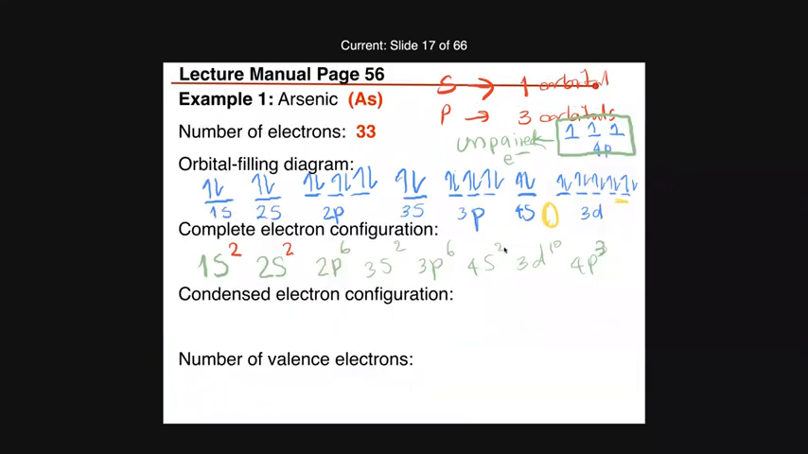Let me change the color real quick. What we're going to do is use argon as our condensed structure. So the Ar would be the noble gas that comes before the element of interest, so in this case, it comes before arsenic. The next thing we're going to do is, after that noble gas, what comes next? And we are going to write from there.